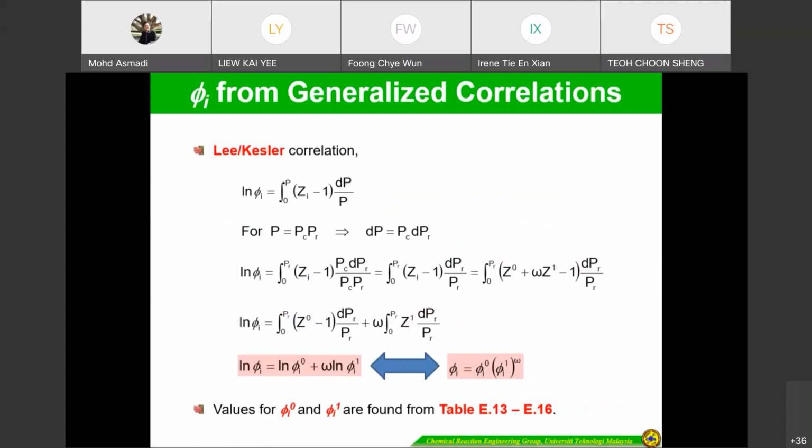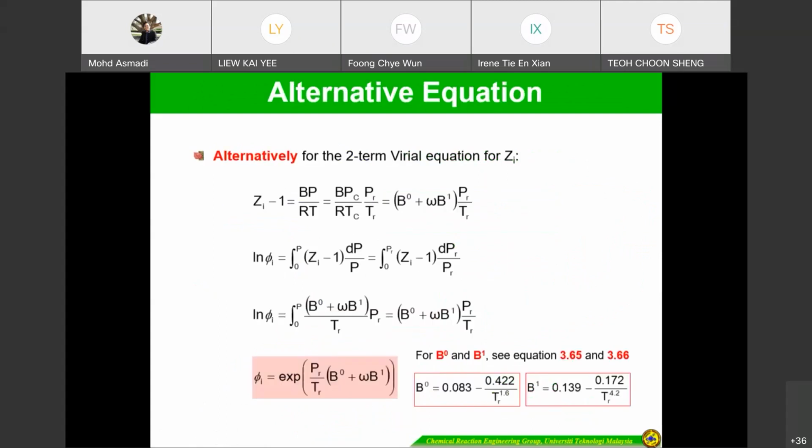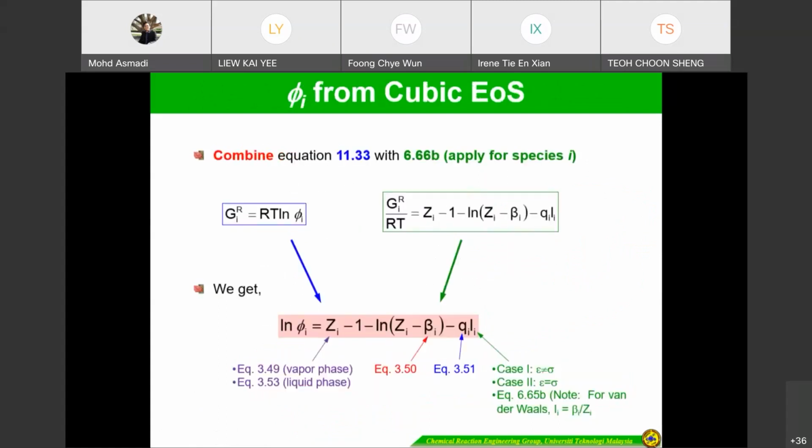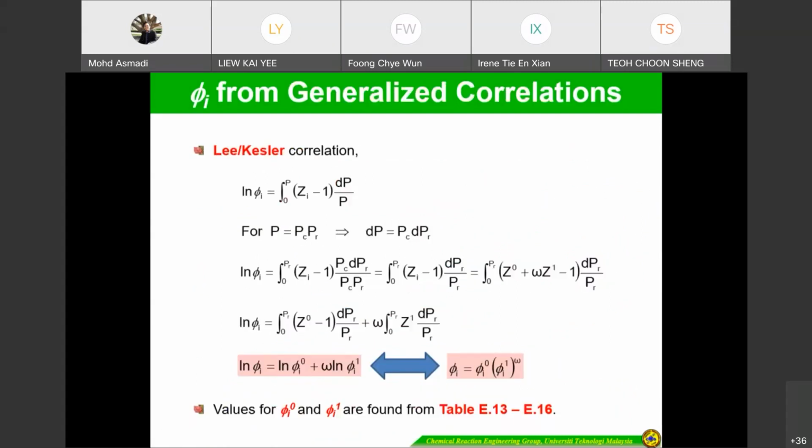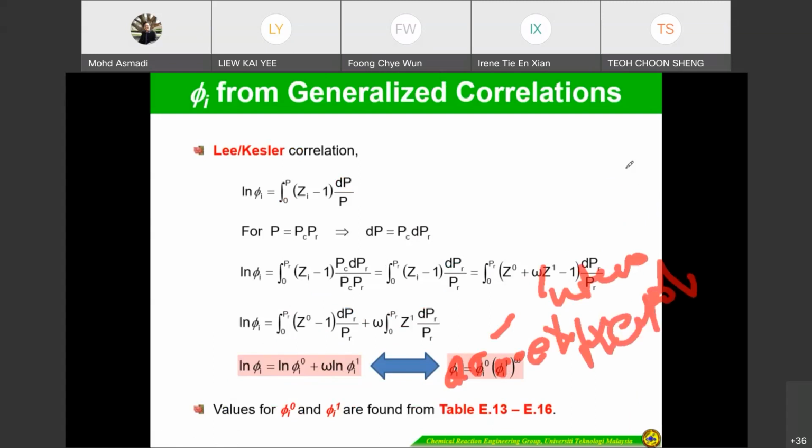So the first one is virial, the second is cubic, and the third one is for the generalized correlations. This is Lee-Kessler. So how to determine this one? You have to refer to the appendix to determine phi naught and phi prime. So you need omega. So this is interpolation, interpolation or extrapolation.